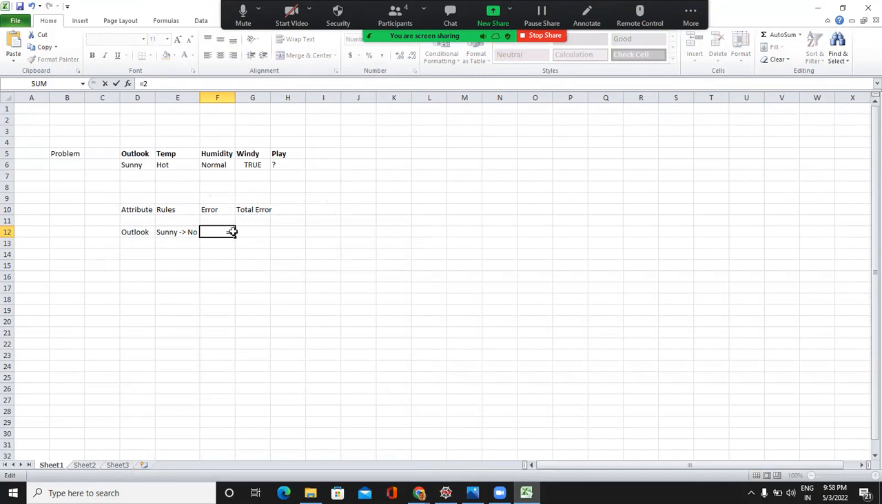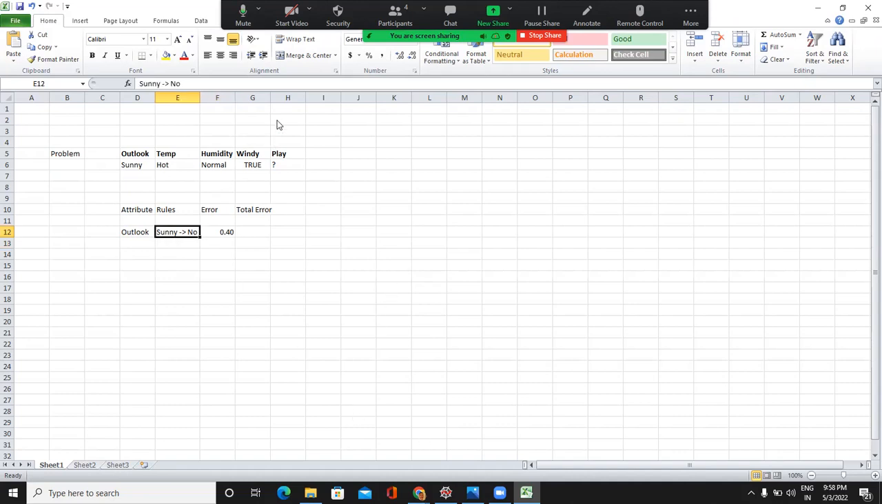2 out of 5. Okay. So it actually calculates. That's okay. So this will be when sunny, we are considering sunny and we are taking this rule as sunny will lead to no.